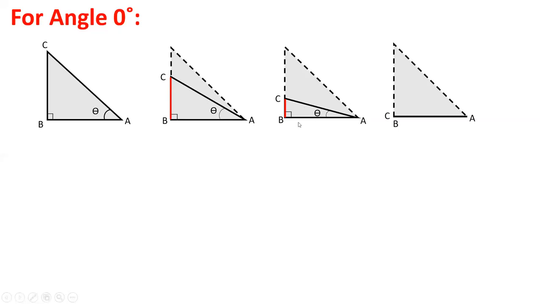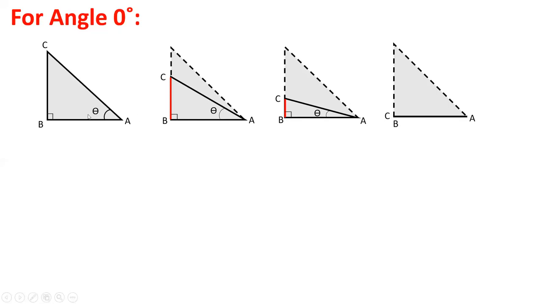Once again, we made it small. This side also became very small. And at this place, theta is approaching 0. That's the reason this BC also became very, very small, which we are not able to measure. That means it is almost 0. So theta is almost 0. That's the reason the length of BC also became almost 0.